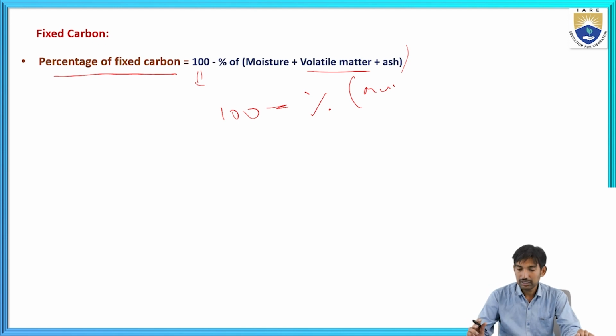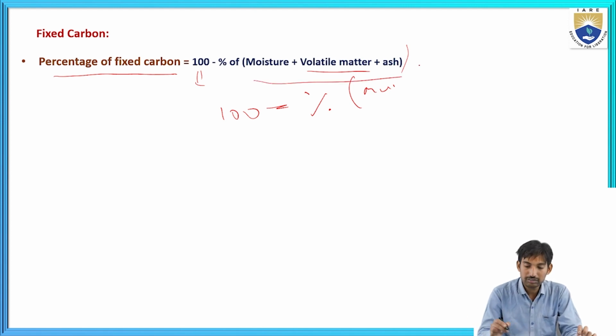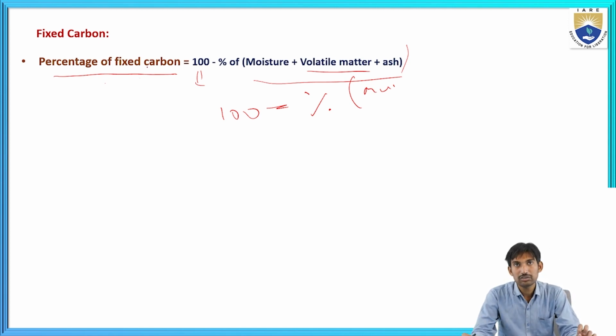In this proximate analysis, first we calculate the percentage of moisture. Next, we calculate the percentage of volatile matter. Then we calculate the percentage of ash present in the coal. After getting these three percentages, we calculate the percentage of fixed carbon using the formula 100 minus the percentage of moisture plus volatile matter plus ash. This is the formula for the fixed carbon percentage, and this is the method for proximate analysis of coal.